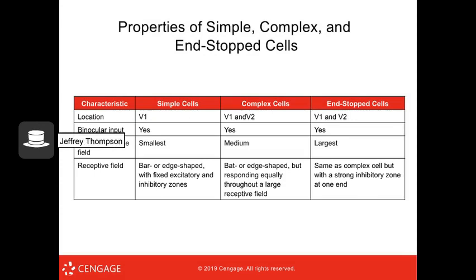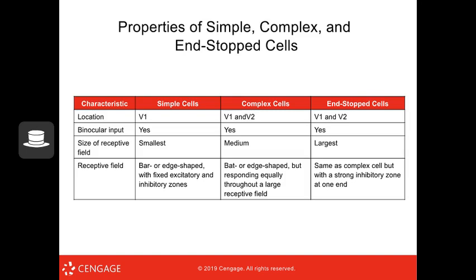So to summarize, simple cells are located in V1, complex and end-stopped cells are in V1 and V2. All three, sorry, have binocular input. The receptive field is smallest in simple cells, largest in end-stop cells, and halfway between the two in complex cells.